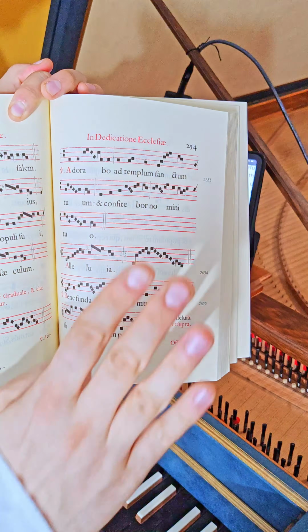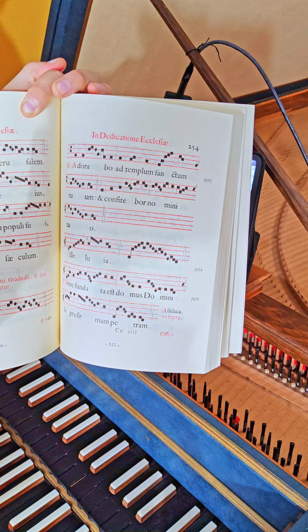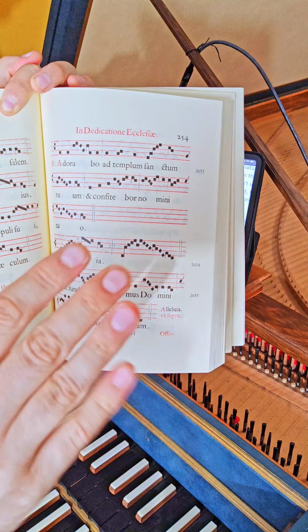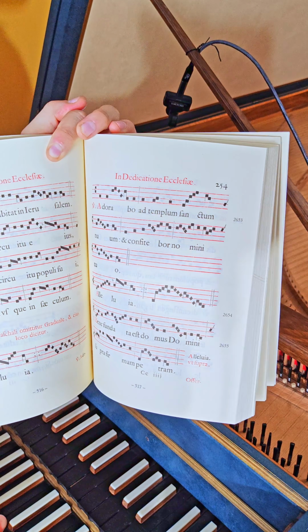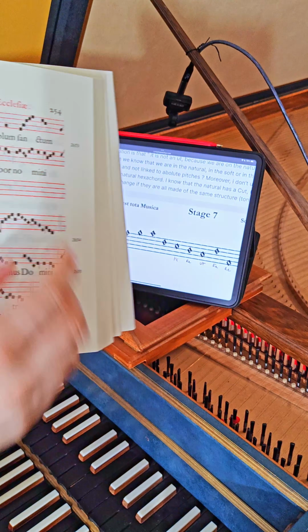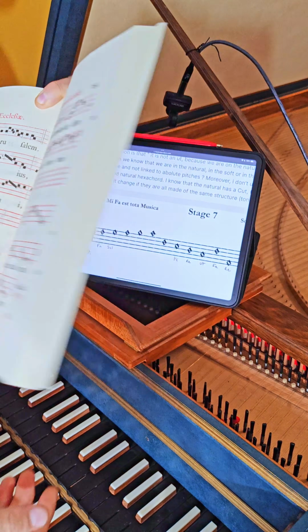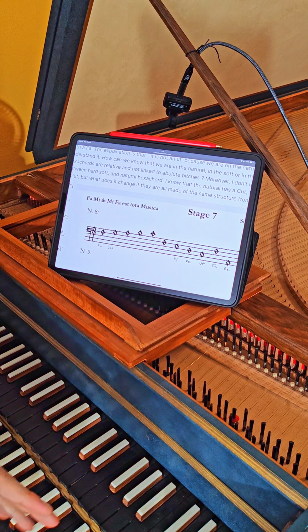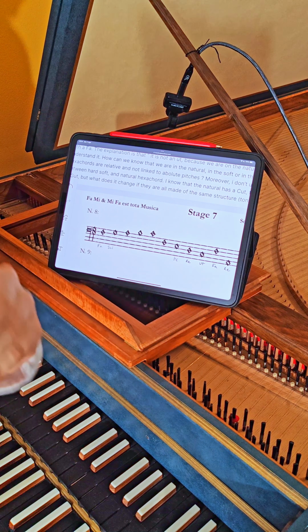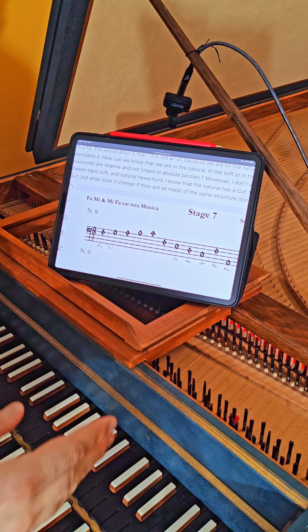The fourth species of the diapente plus the first species of diatessaron creates the seventh mode, seventh tone, septimus tonus. So there's a big difference in the ancient way of thinking between Fa Sol Re Mi Fa and Ut Re Mi Fa Sol.